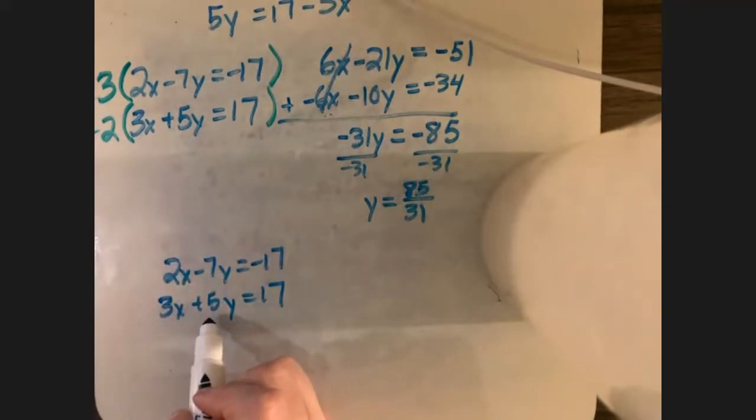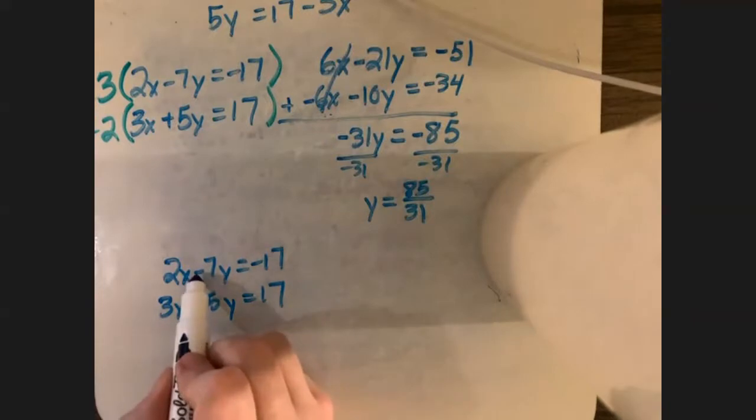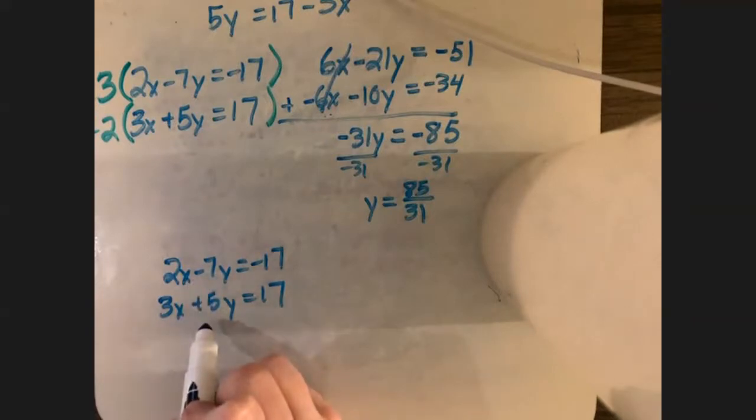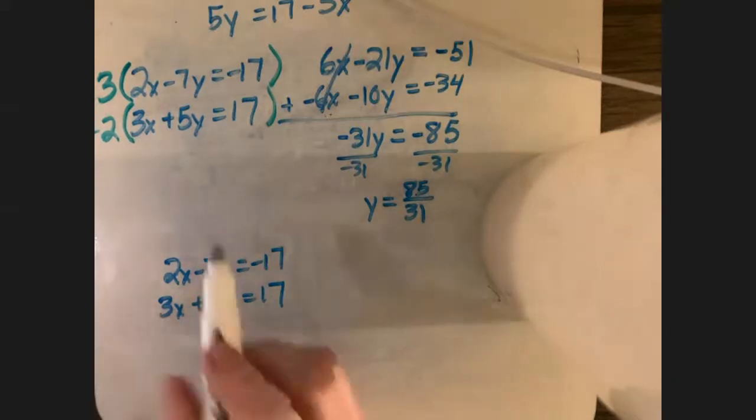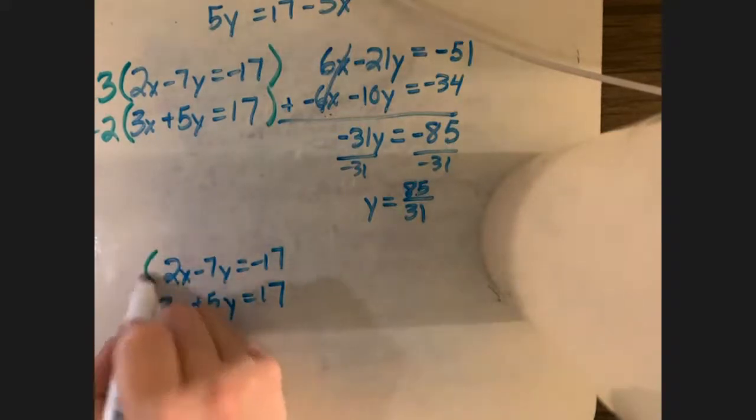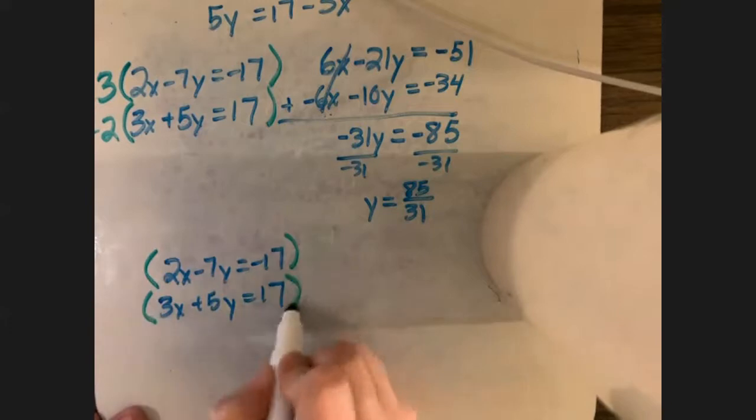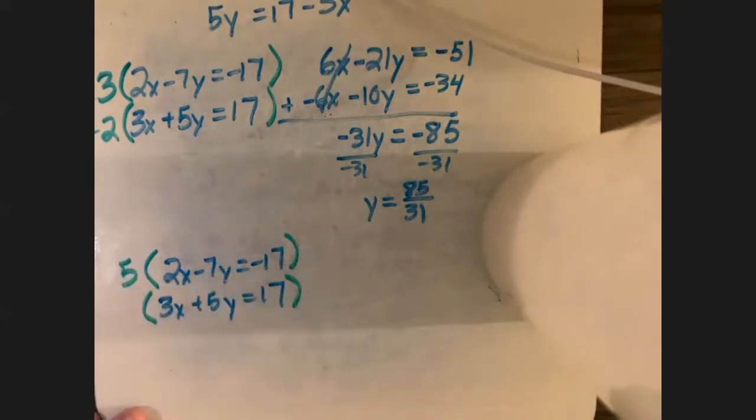One of the things that is going to help me out here is I've already got one negative, one positive, so I don't have to worry about creating that opposite sign. They're already opposites. The only thing I need to do is actually make them match up. So I need the top one to go by 5 to get that up to 35, and I need the bottom one to go by 7.